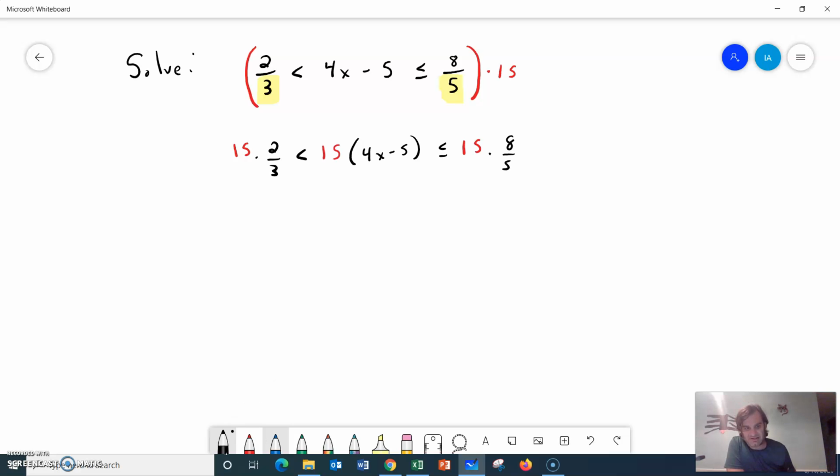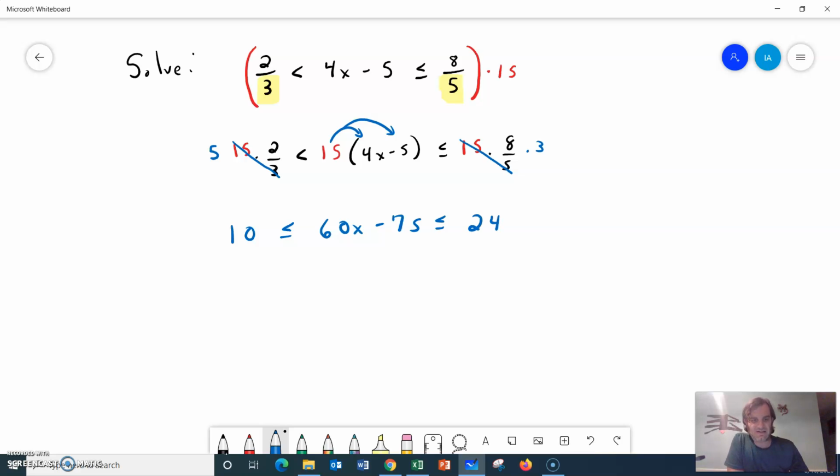So the first thing we notice here is that 15 over 3 is 5. So the left-hand side gives us 5 times 2, which will give us 10, and that'll be less than. In the middle, we're just going to distribute the 15 times the 4x minus 5. So we will have 60x minus 75, and that'll be less than or equal to, and of course, 15 over 5 on the right-hand side is 3. So 3 times 8 will be 24.